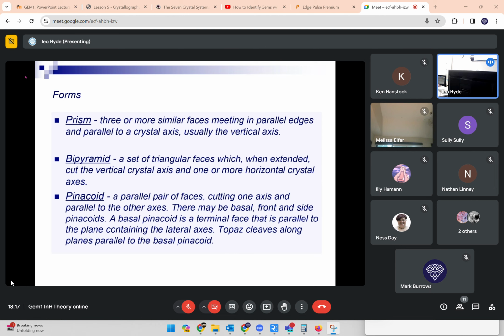Don't let this scare you. There are 5 things you've got to know. They're the 5 key crystal systems: cubic, orthorhombic, trigonal, tetragonal. That's it, 5.